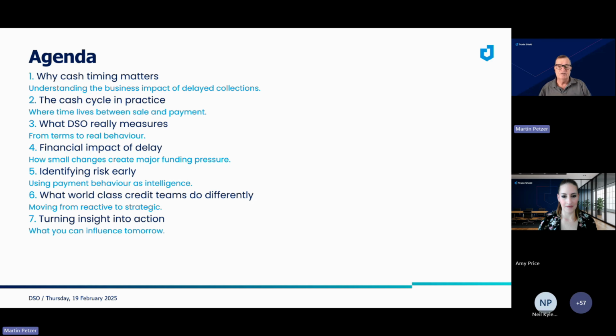Yesterday, I did an analysis for someone on an aging, and I quickly saw that they have two of their biggest clients with the most money outstanding with the longest terms. No wonder this company's got cash flow problems. Identify risk early using payment behavior as intelligence. So where can you see payment behavior? In the movement of a DSO of a specific debtor.